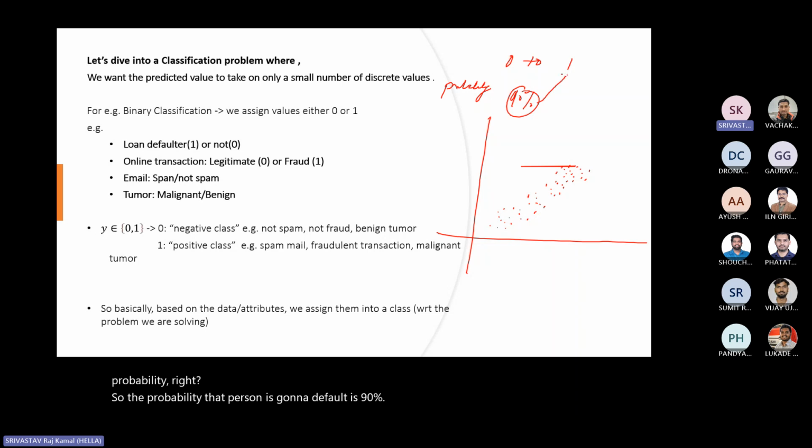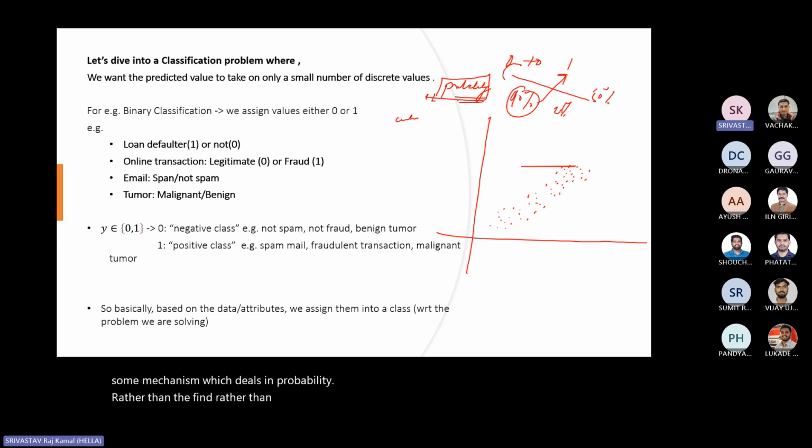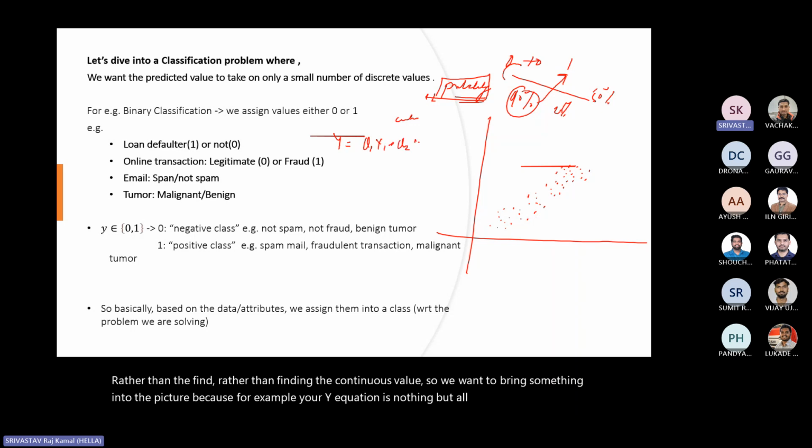We're going to say that that's class 1, class A. If the probability that the person is going to default is just 25%, and we keep the threshold, suppose 50%, we're going to say this person will not default. So first thing first, we want some mechanism which deals in probability rather than finding a continuous value. Because for example, your y equation is nothing but theta 1 x1 plus theta 2 x2.